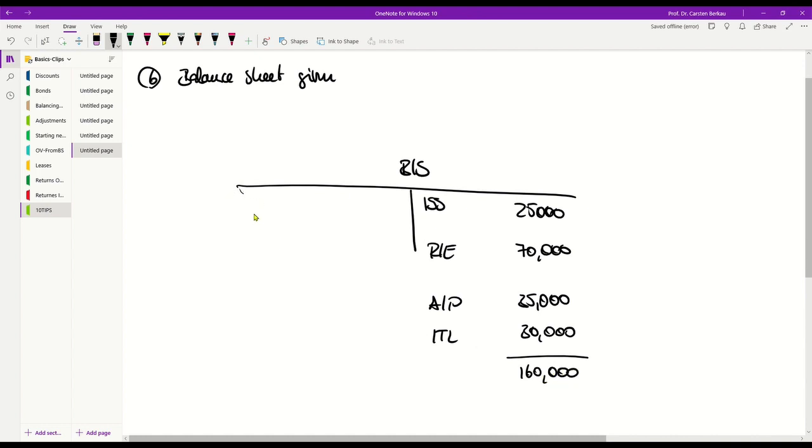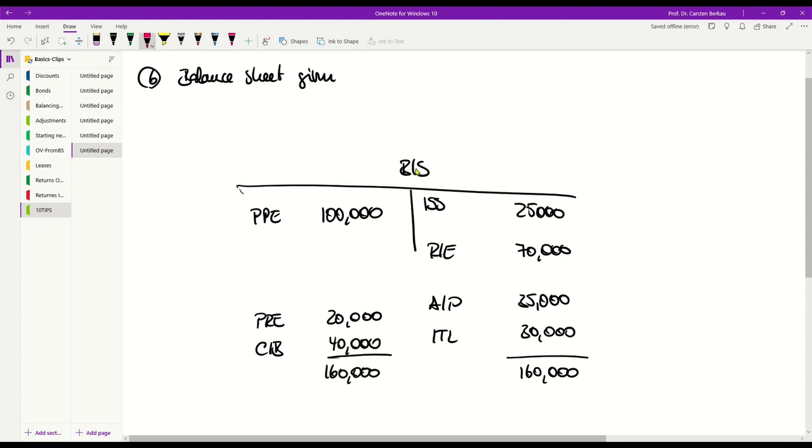On the asset side, you see property, plant and equipment, and it is 100,000. You are going to see prepaid expenses, which are 20,000, and you got cash to the extent of 40,000.